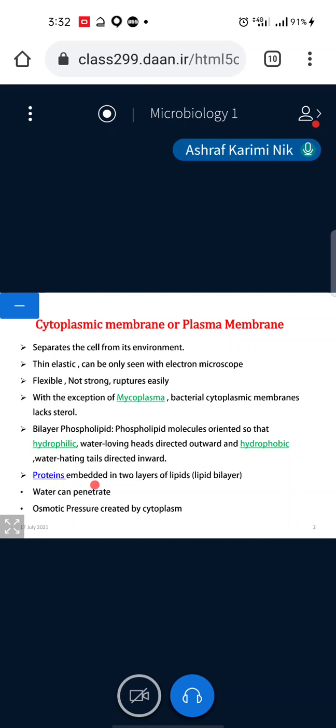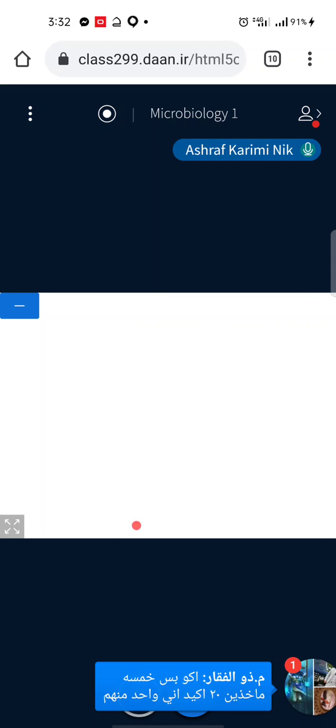Some proteins are embedded in the two layers of lipids, the lipid bilayer. In the cytoplasmic membrane, water can penetrate easily, and osmotic pressure is created by the cytoplasm.